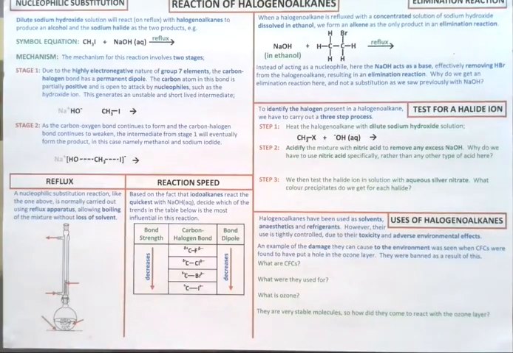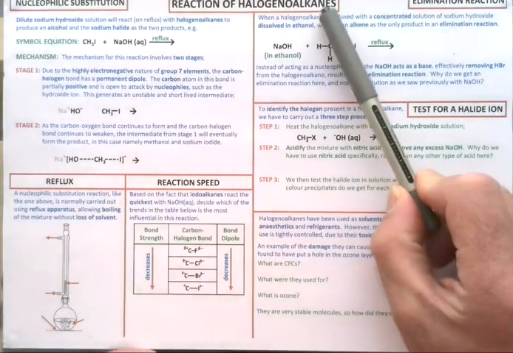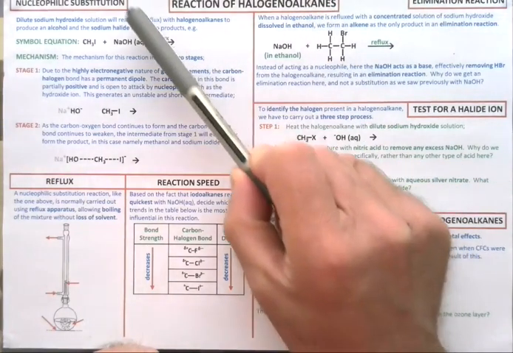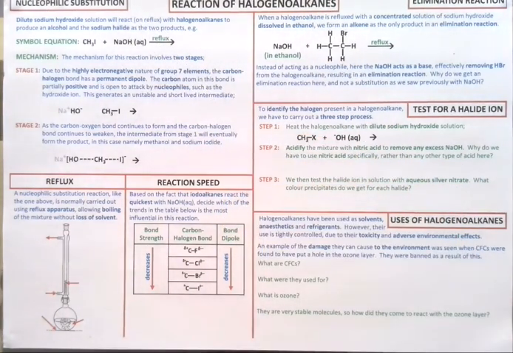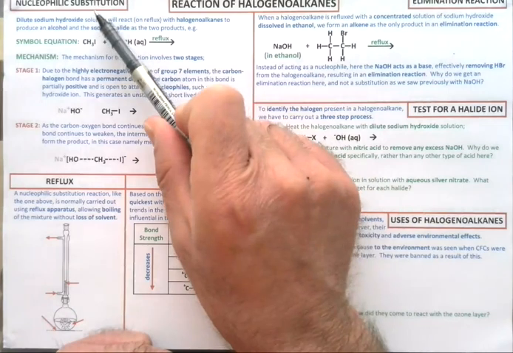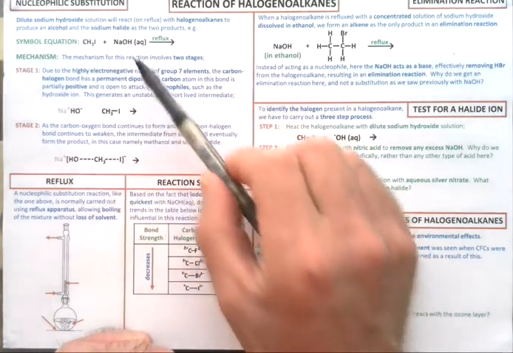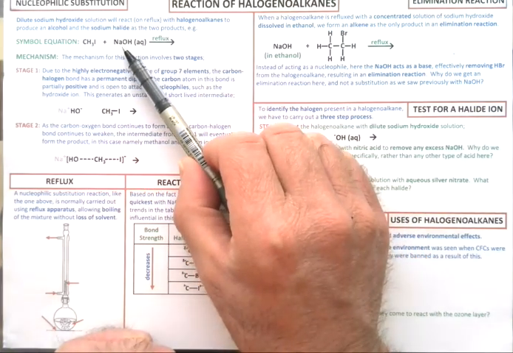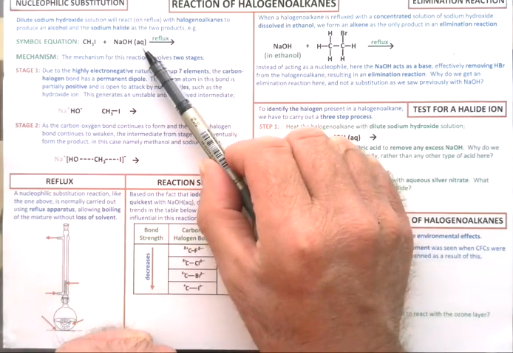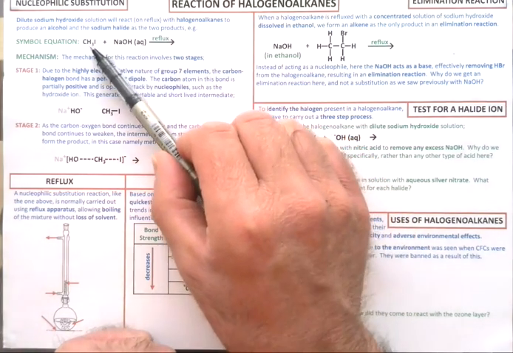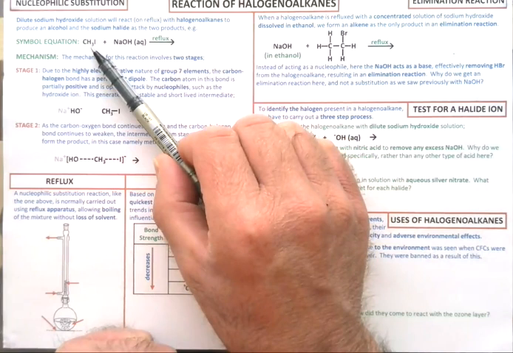Okay, guys, so we're going to start by looking at the reactions of halogenoalkanes today, and we're going to begin by looking at the reaction of these with sodium hydroxide. So this involves what we call a nucleophilic substitution reaction, and what we're going to have here is the sodium hydroxide, which is dissolved in an aqueous solution. It's going to react with this halogenoalkane, in this case iodomethane.